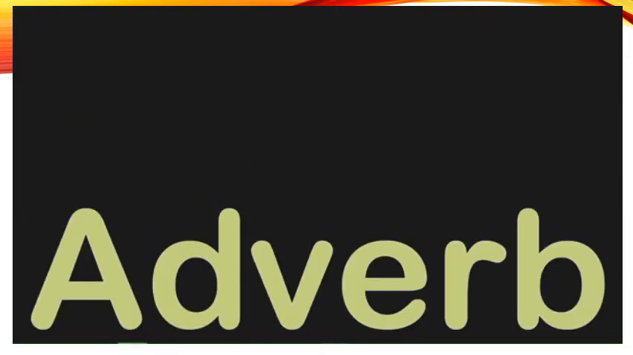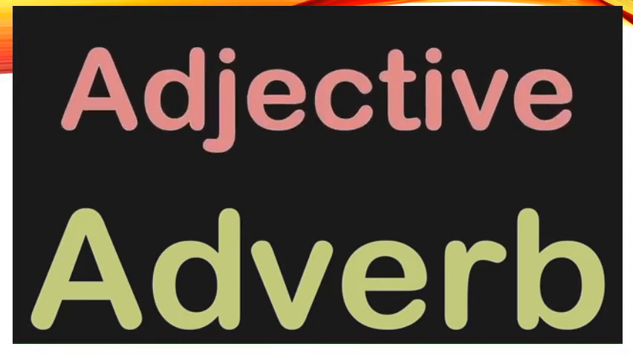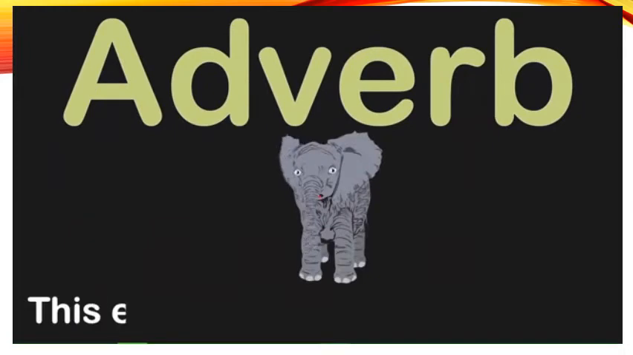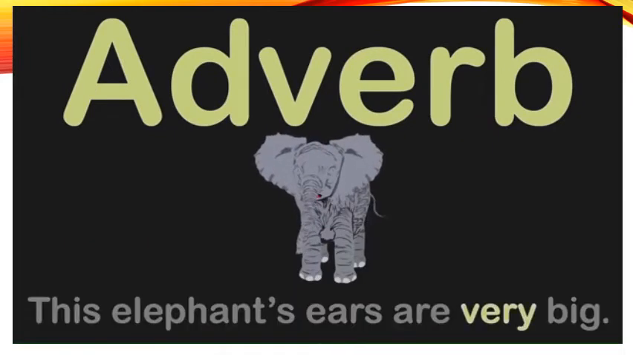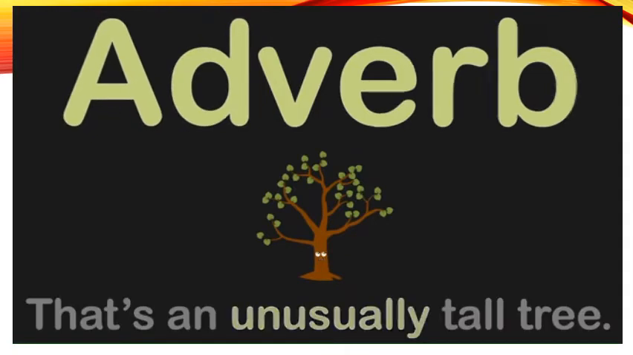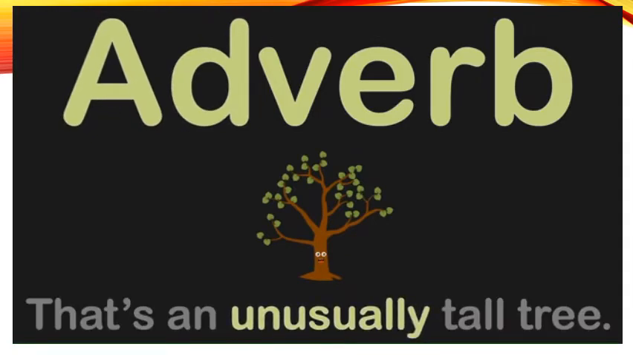Adverbs also have the talent to modify an adjective. Here are a few examples in this lesson I will give. This elephant's ears are very big. Very is the adverb describing the ear's intensity of big. The adjective you heard. That's an unusually tall tree. The adverb's unusually intensifying tall. The adjective that's described, you see.